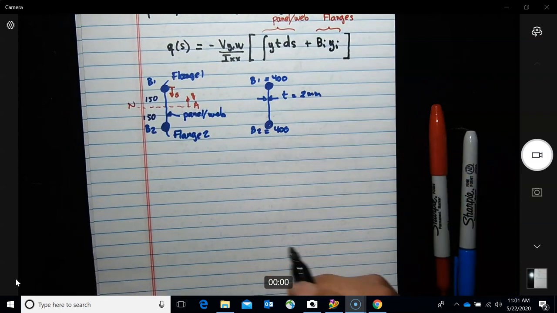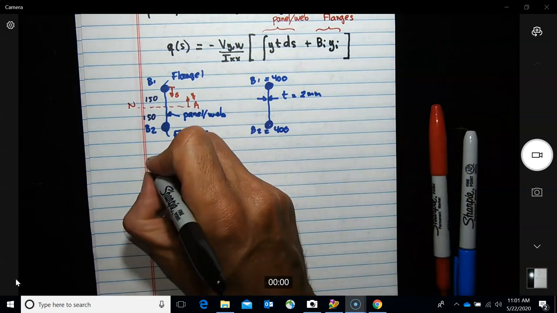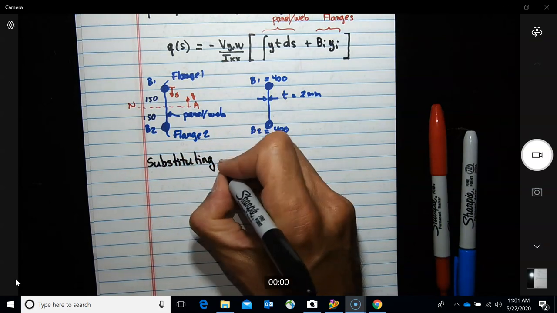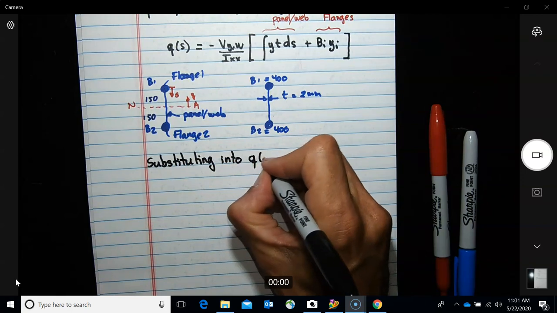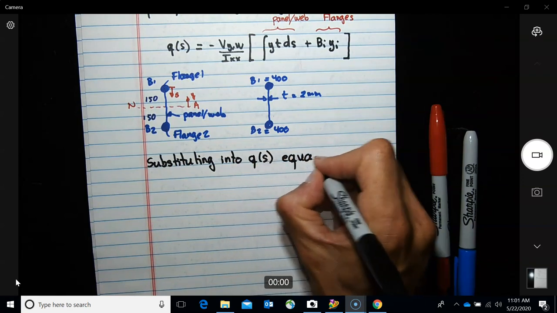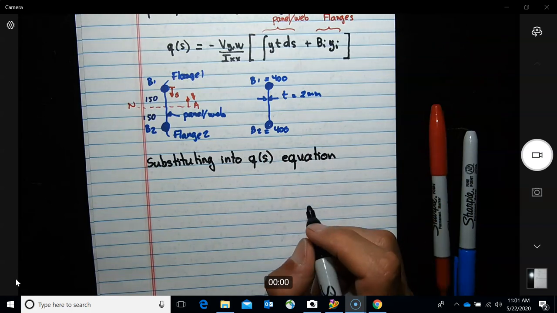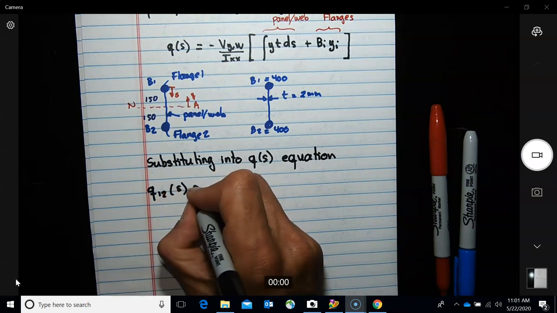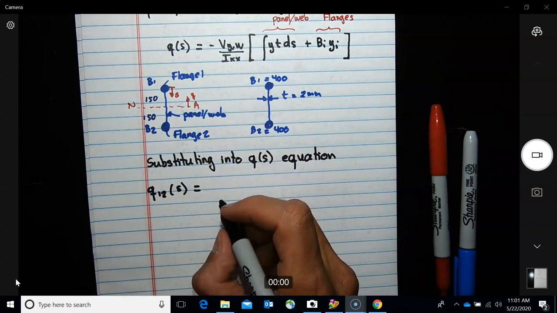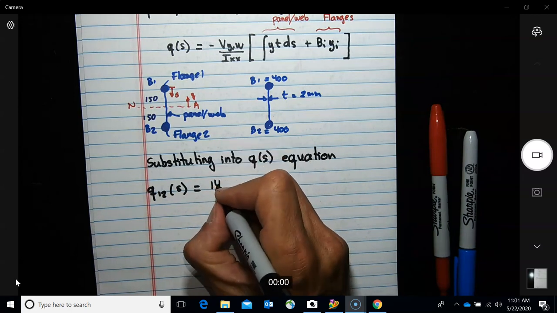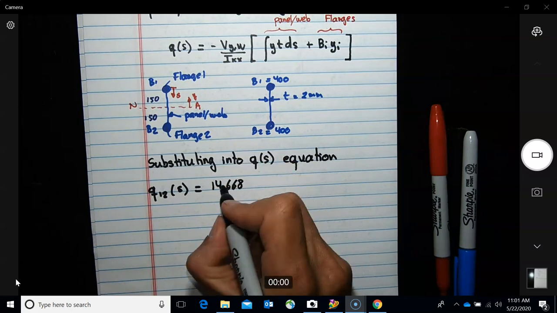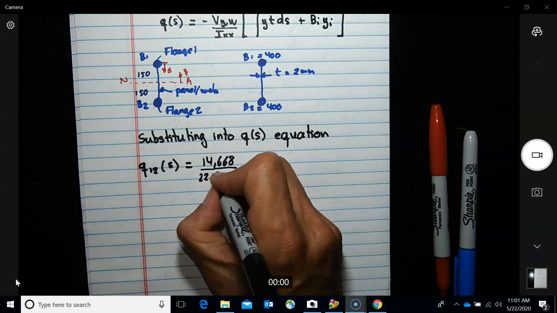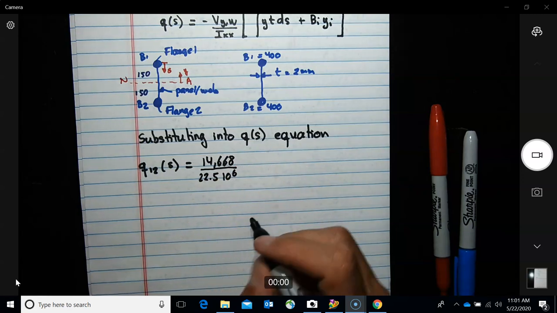All right, so now substituting into the q sub s equation. What do we have? q_21 and 2s will be equal to V_y, which is minus 14,668, divided by I_xx, which was equal to 22.5 × 10⁶.